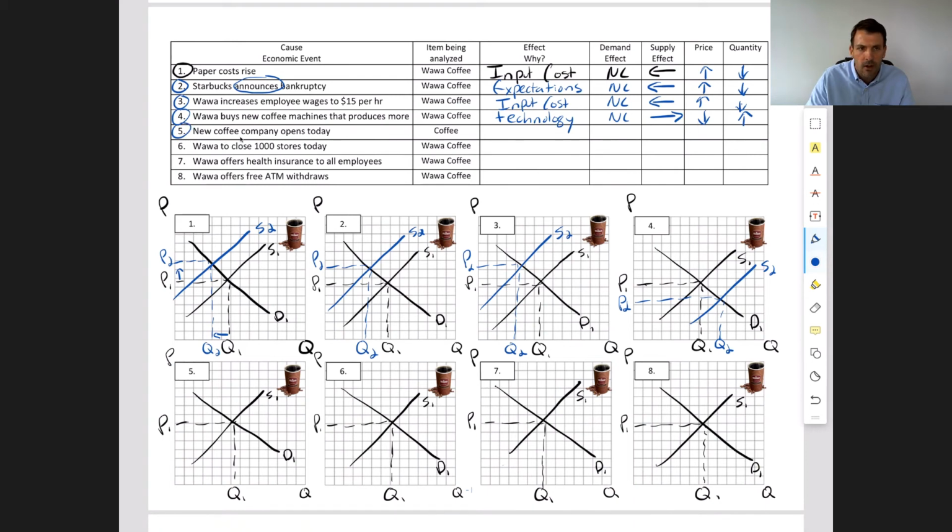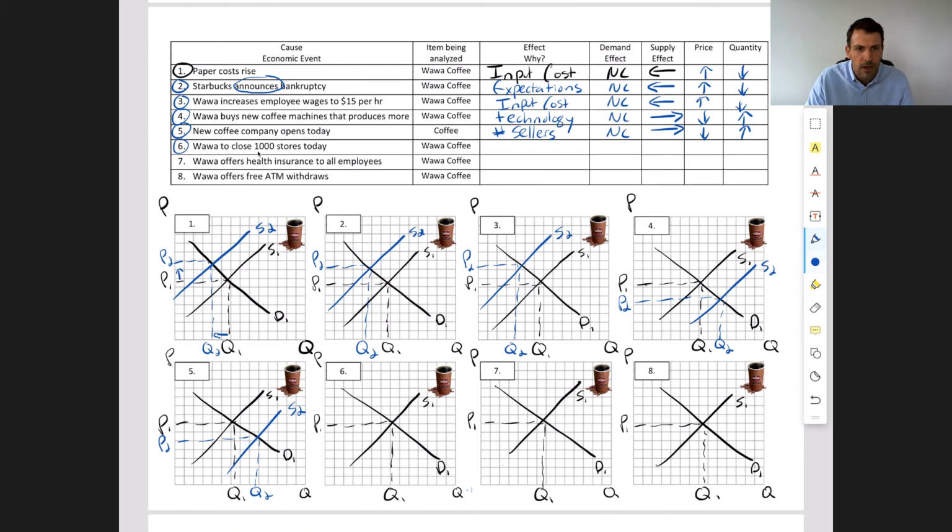Number five, coffee companies open today. The key thing is it happens today. It's not a future event. That would be number of sellers, with no change in demand. Supply curve is going to shift to the right, more supply, so an increase is to the right. Here's your new equilibrium. You're going to label that P2 and Q2. Go up here and label that price is going down and quantity is going up.